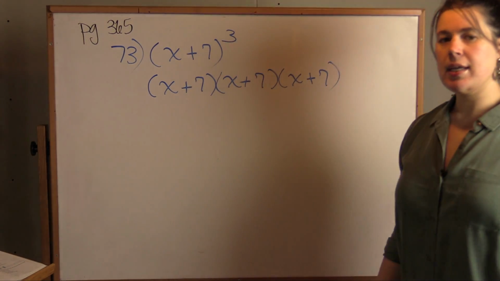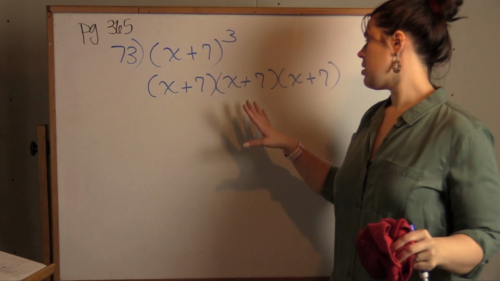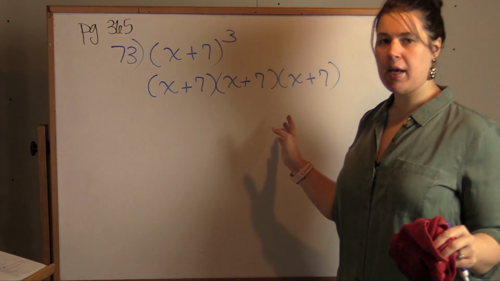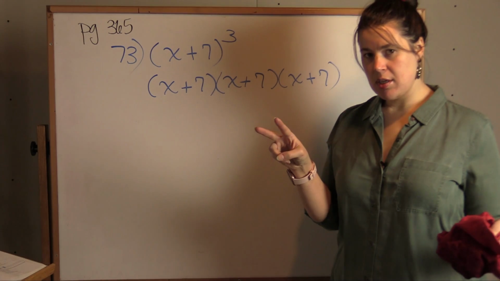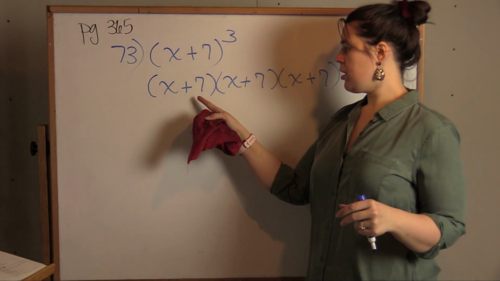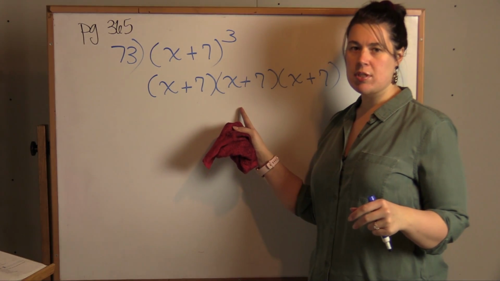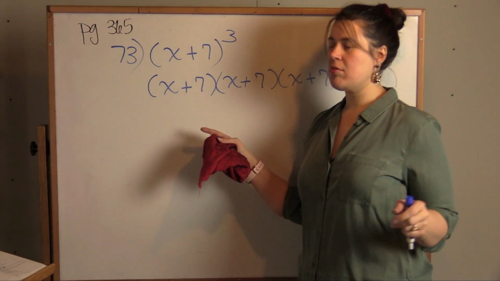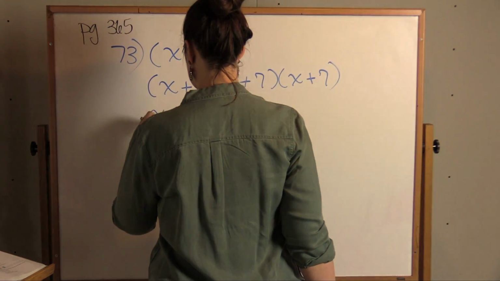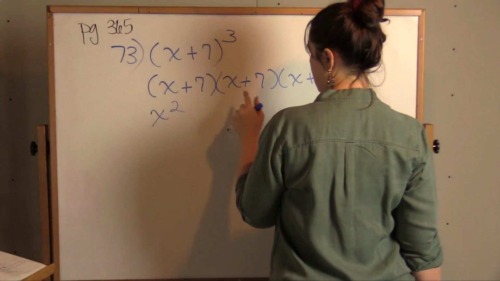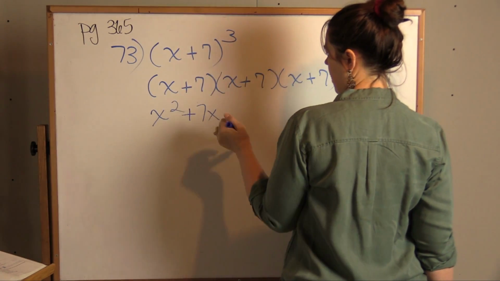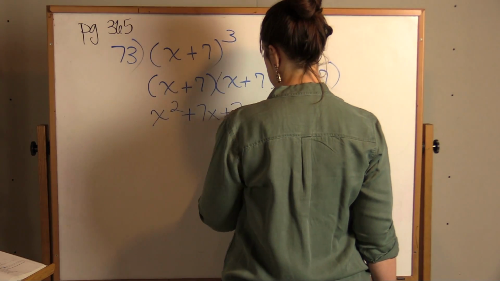All right, so any case that you have 3 polynomials that are being multiplied, you have to do 2 first and then multiply your answer times the 3rd one. So what we're going to do is multiply using the FOIL method the first 2. So let's do that first. First, x times x is x squared. Outer, x times 7, that's plus 7x. Inner, plus 7 times x, so that's another plus 7x.